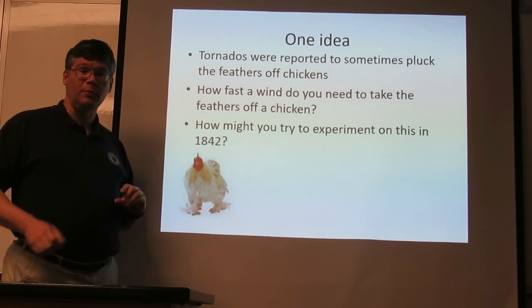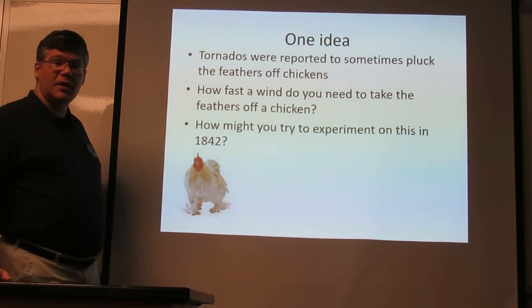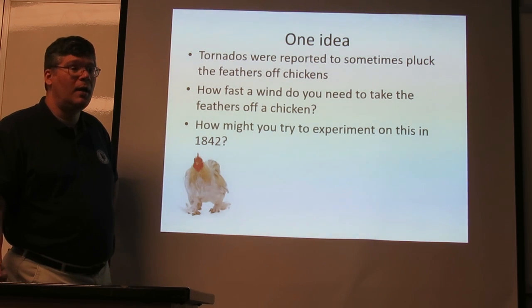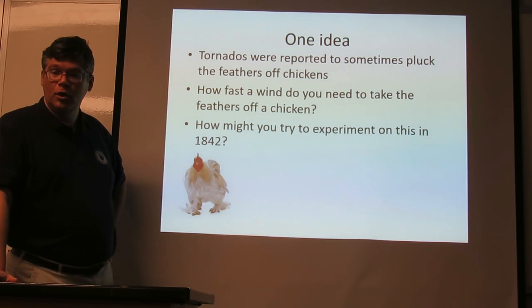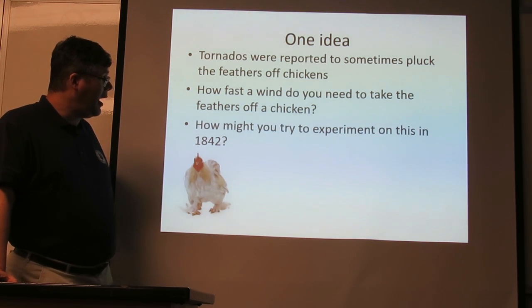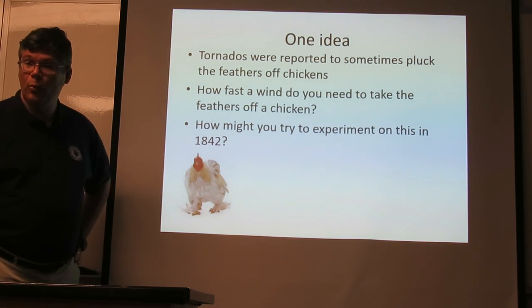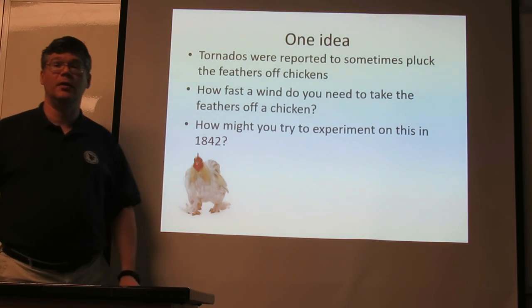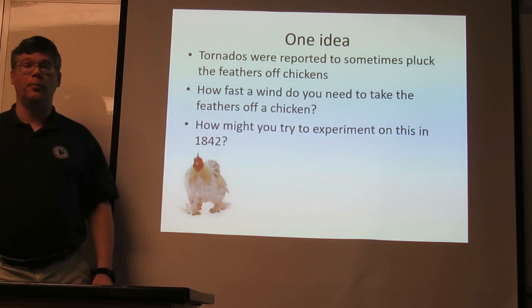So 1842, there's a fellow thinking about tornadoes in the Midwestern U.S. and wondering how to study this. How can you try to see what wind could take feathers off a chicken in 1842?